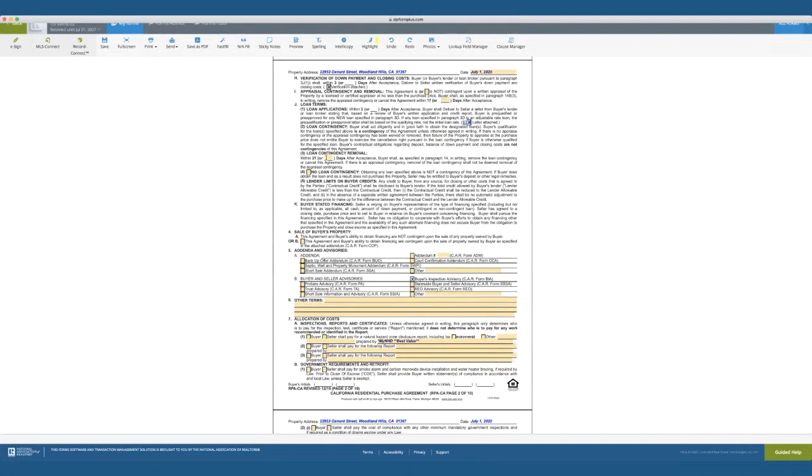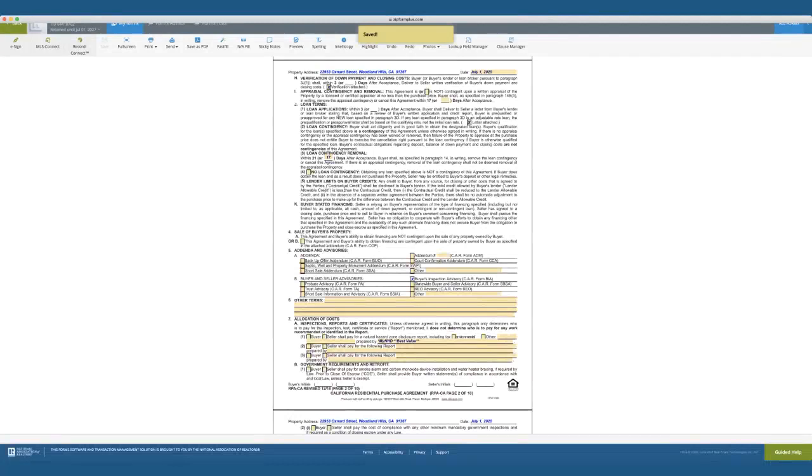So loan contingency removal. Once again, talk to the lender. Maybe you can shorten that. Maybe we can shorten that to 17 days. Okay. Here's if you're not going to have any loan contingency on this property, then you would check this here saying no loan contingency.